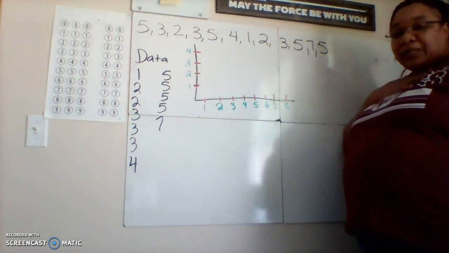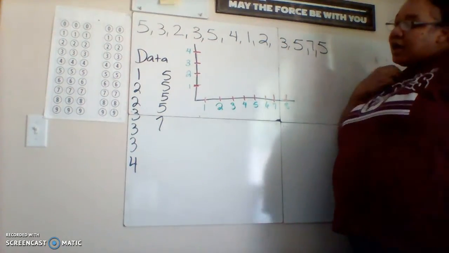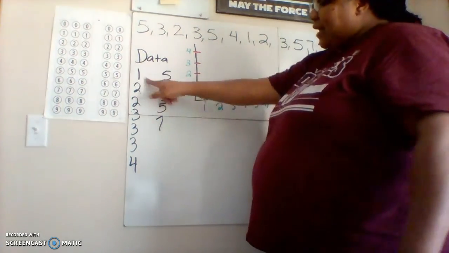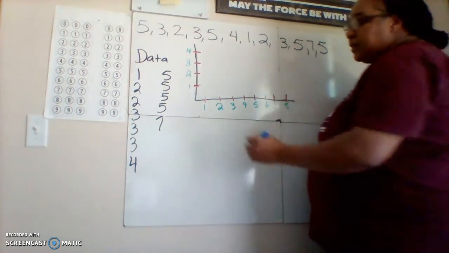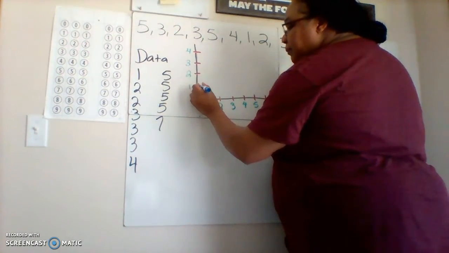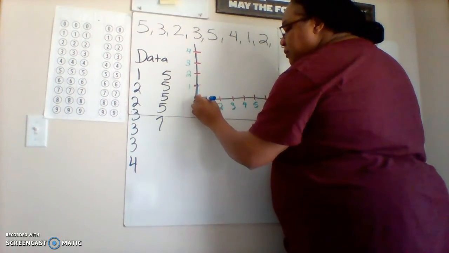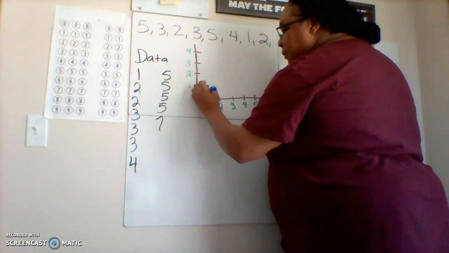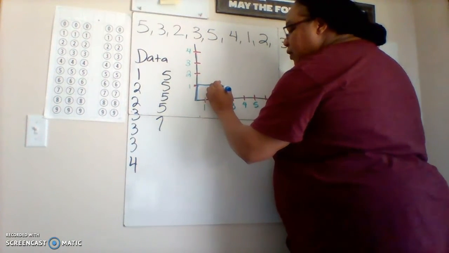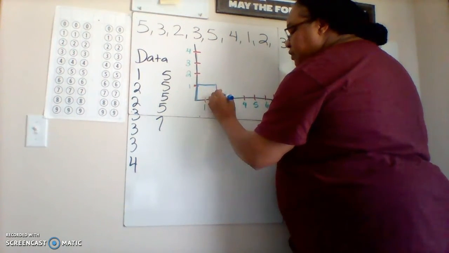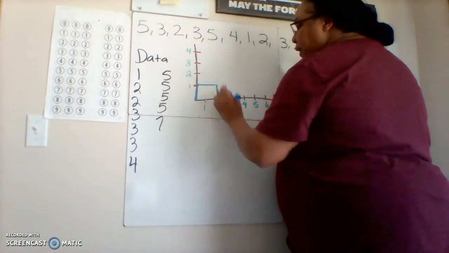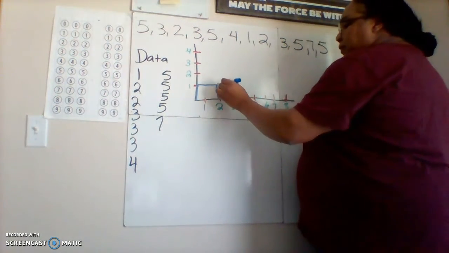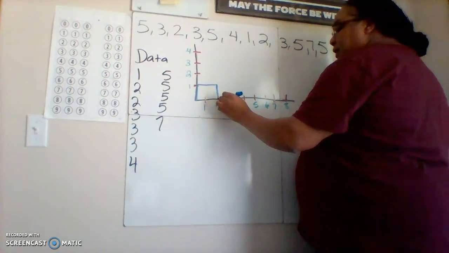So now I'm going to ask myself, in my data set I have 1. How often do I see 1? Only 1 time. So I'm going to take my line and draw a little box. Start right here. I'm going to draw a box and it's not going to go to 2. It's going to be at the edge of 2, because we know everything in 1 is going to be right there. So that's 1.